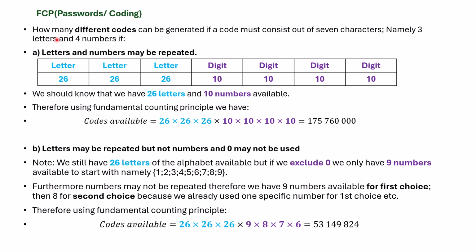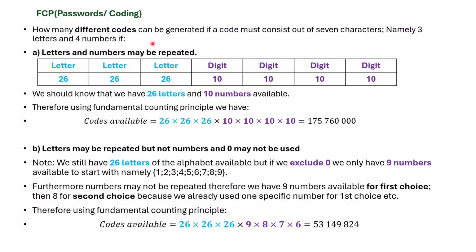Now, how many different codes can be generated if a code must consist of 7 characters, namely 3 letters and 4 numbers? So there, fundamental counting principle, passwords or coding. Letters and numbers may be repeated, meaning I may use a letter more than once, so I can have A again. If we said letters may not be repeated, and I use A, then the second letter must be B, C, T, etc. Once I use another letter, I can't use it again. Same thing with digits.